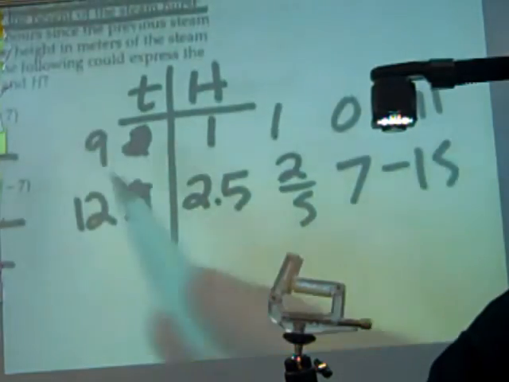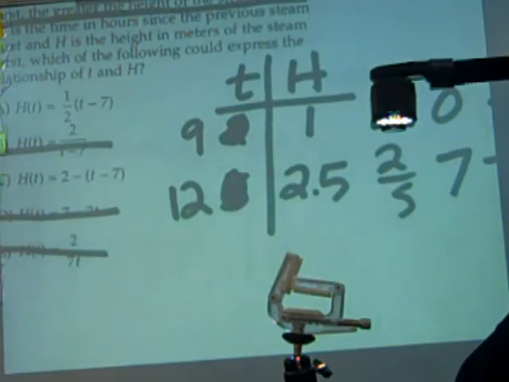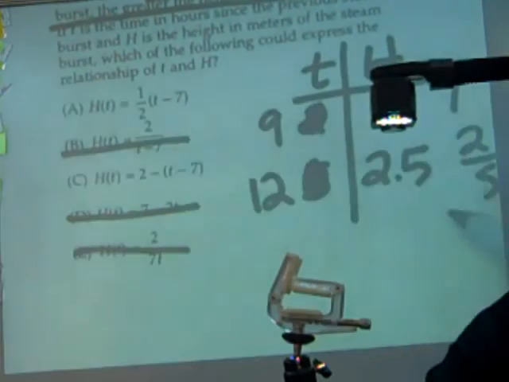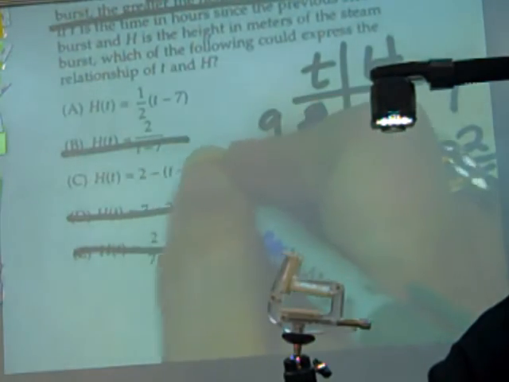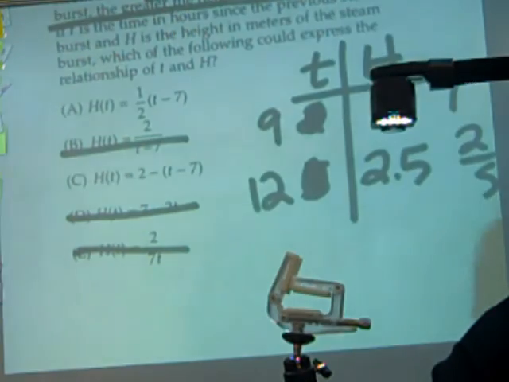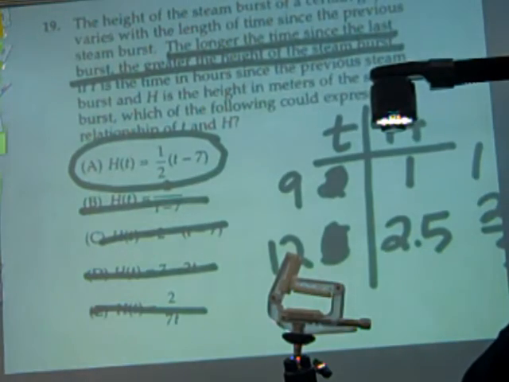Oh, I'm sorry. Down here, I messed this up. This doesn't go up either. If I plug in 12 right here, 2 minus 5 is negative 3. So that one also went down. This is the only one where increasing T will also increase H.